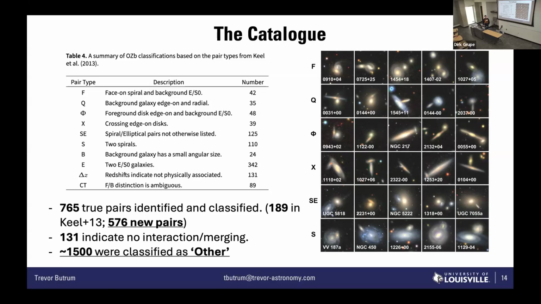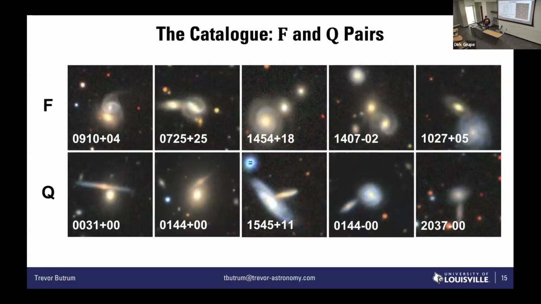So that's great. We'll be able to find more in the future as well. Again, 131 show no interaction or merging, and about, I can't really see it there, but it says about 1,500 were classified as other. So these are galaxies that were either interacting, or they were actually a star overlap instead of an actual galaxy overlap, or they couldn't tell which galaxy was which, or the overlap was in the category.